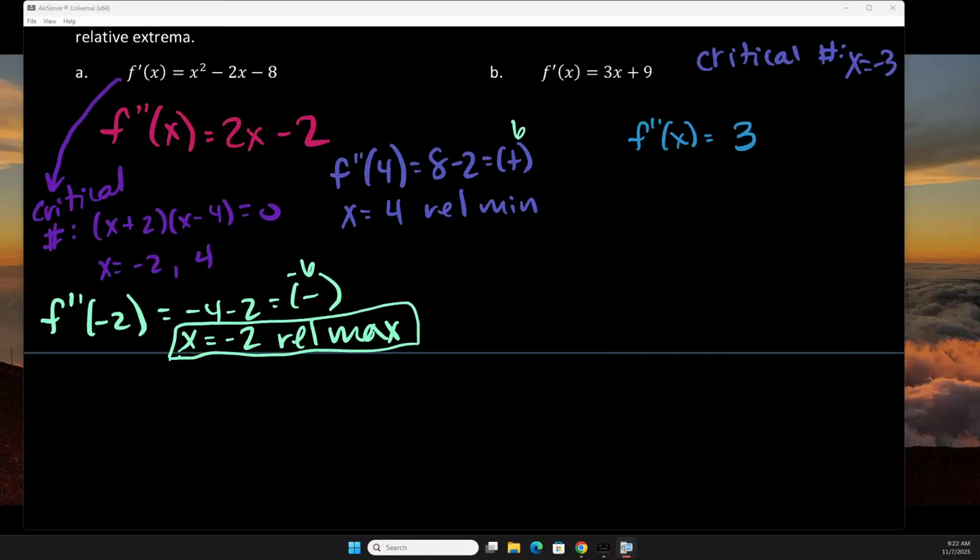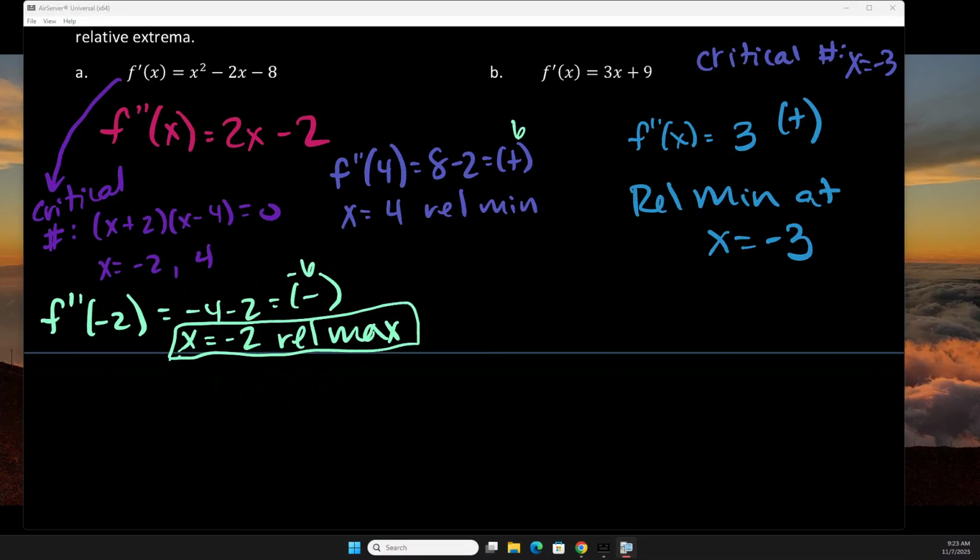Alright, well, there's nowhere to plug in the -3, so this second derivative is always positive. So what does that mean? Is it concave up or concave down? It only fails if you get 0. It's concave up, so what is there? Relative min. That's a positive number. It only fails when you get something that's not positive or negative, like here.